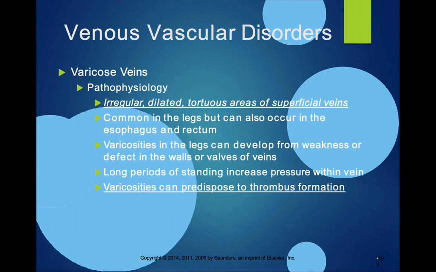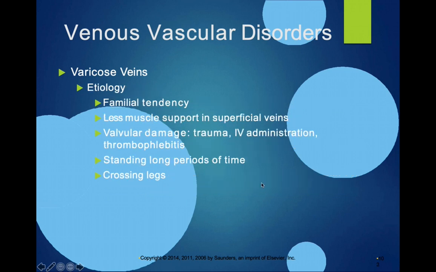In terms of varicose veins or varicosities, these are irregular, dilated, tortuous areas of superficial veins. These could be seen most commonly in the legs, but they can also occur in the esophagus and the rectum. Varicosities in the legs develop from weakness or a defect in the wall or the valves of the veins. Long periods of standing can increase the pressure within the vein and bring them out. And varicosities can also be a precursor to thrombus formation.